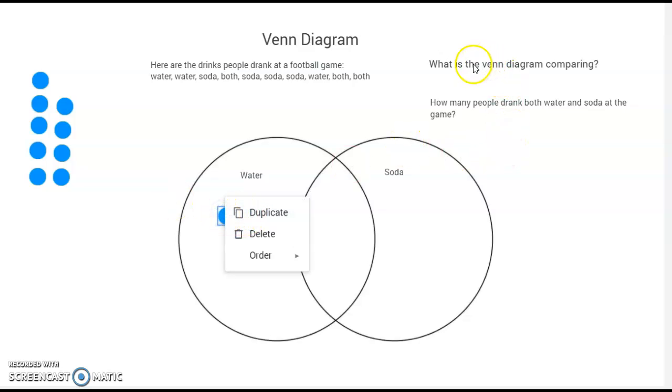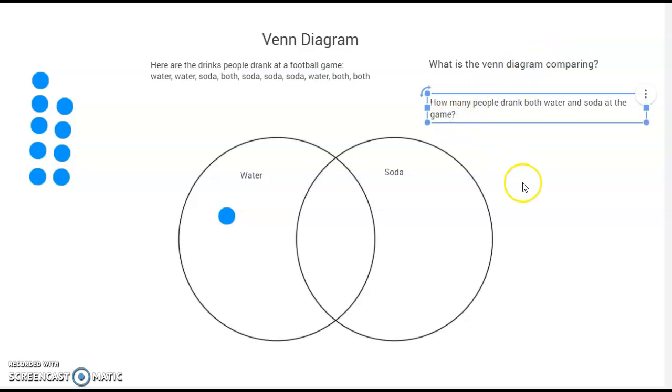I'll move that after. Then there are 2 questions here on the right. What is the Venn diagram comparing? So what are the 2 things we're looking at? And how many people drank both water and soda at the game? Okay, and you'll answer those again either by writing in the text box or putting it on a sticky note.